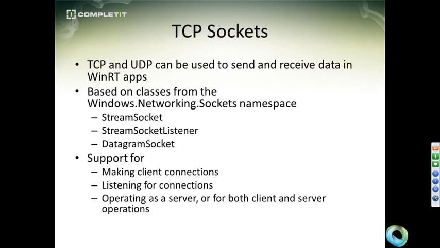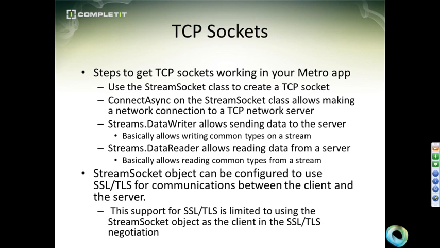Let's take a look at TCP sockets. WinRT supports TCP and UDP sockets to be connected with and to connect from. As mentioned, living in the Windows networking sockets namespace, there's 3 classes that are important: the stream socket, the stream socket listener, and the datagram sockets. If you want to actually connect from your Windows 8 application with some socket server, you can use the stream socket class. It allows you to create a TCP socket, use a connect async, passing in the address that you want to communicate with, and you can then do a bidirectional communication using the data writer and the data reader.